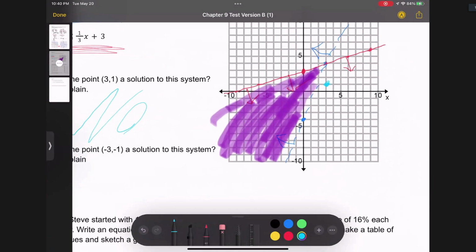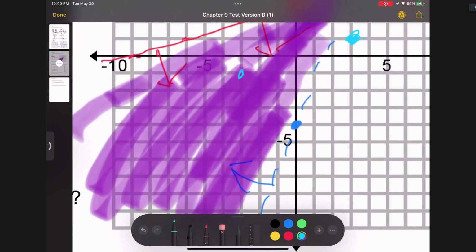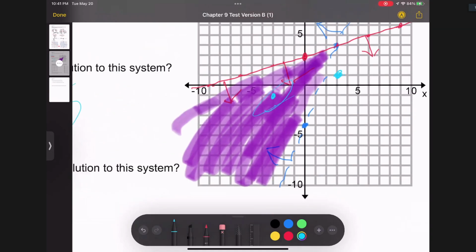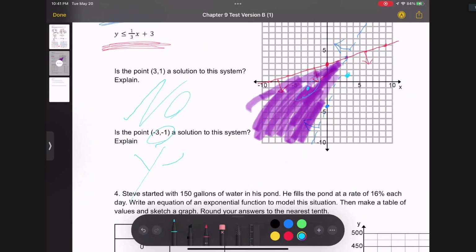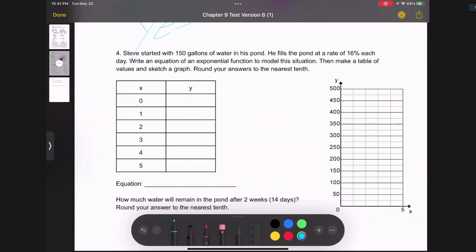Now this bottom point, -3, -1. Where's -3, -1? That is this point right here. Clearly, it is going to be inside the shaded region. So is it a solution? Yes, it is, because it is in the shaded region. You need to make sure that you explain your answers. Please do not forget your explanations. I know I said it right now. I did not write it down. But again, I'm running out of time because this is 2 hours and 4 minutes long. Sorry for that, but hopefully it's good enough detailed explanations.